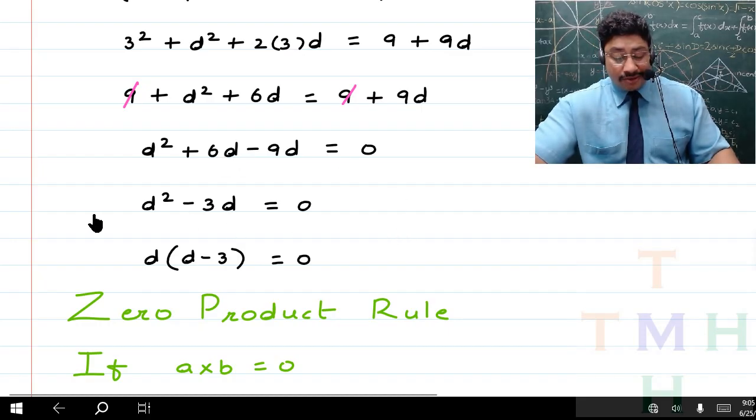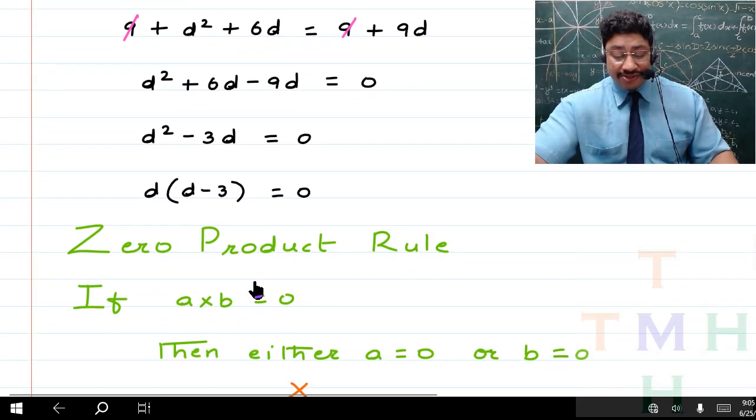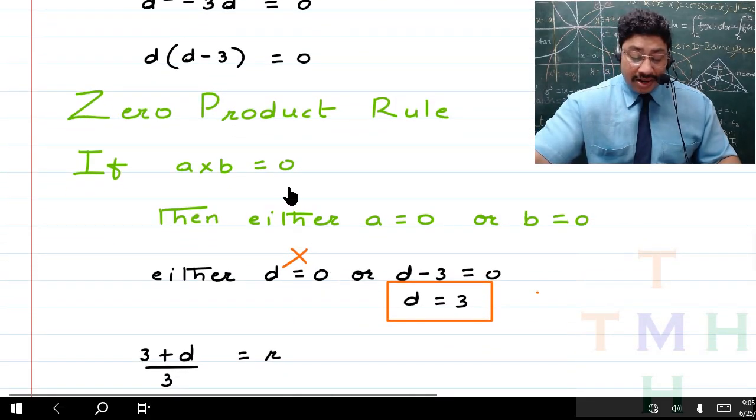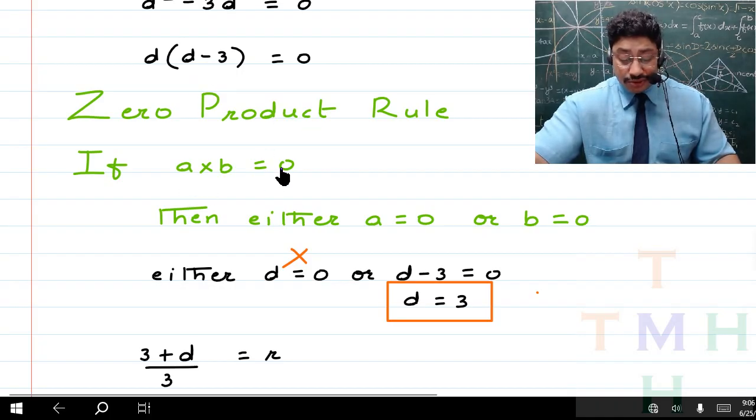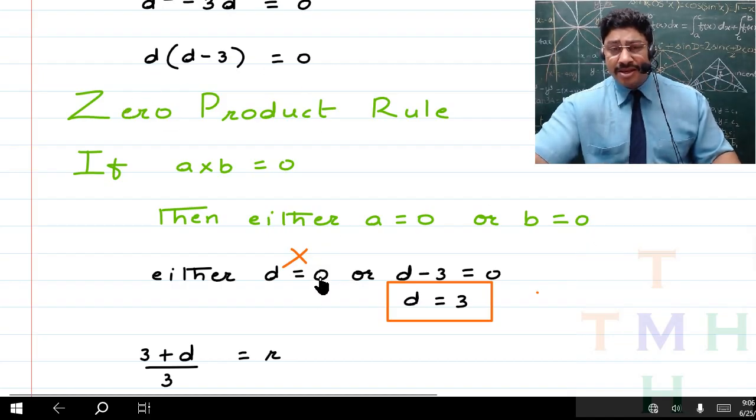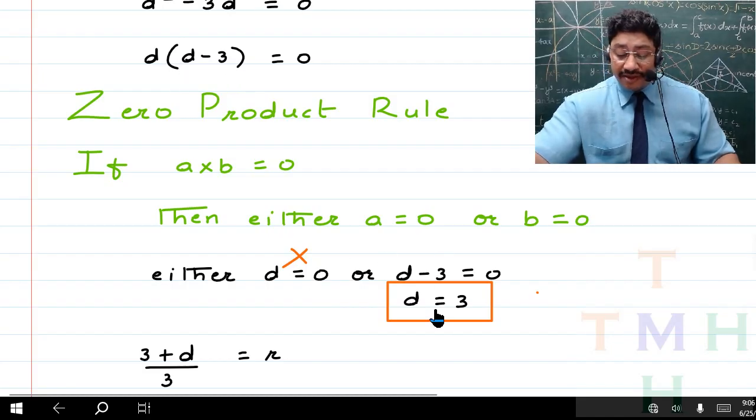As d is only taken common outside, d times (d minus 3) will become the monomial, thus it stands to be factorized. Now we apply the zero product rule, that is if the product of two numbers a and b is equal to 0, then either a is going to be 0 or b will be equal to 0. So if d is equal to 0, the common difference will become equal to 0. That is something which is not possible. So that's why we neglect this value and we bring in the other, which is d minus 3 equal to 0, which gives us the common difference d to be equal to 3.